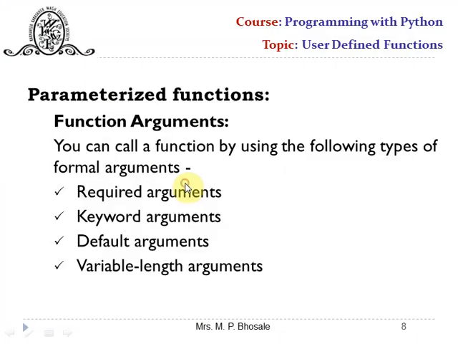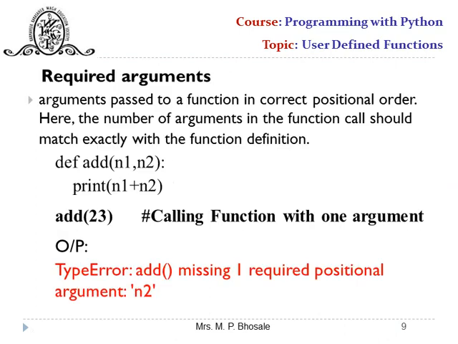Now to call the functions, we can simply use the function name, but while passing arguments at the time of call, we can have different methods. The methods are required arguments, keyword arguments, default arguments, and variable length arguments. One by one we will discuss this. You can call a function by using the following types of formal arguments. First we'll go for required arguments.